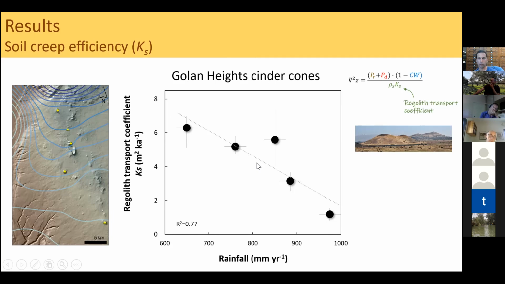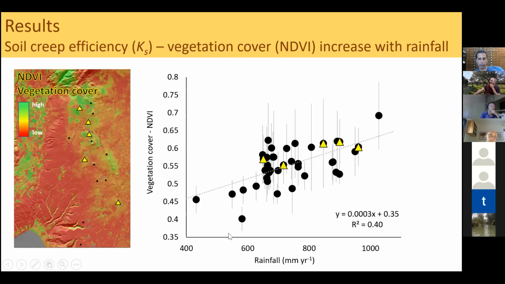So we asked ourselves, how can that be? And the way we explain it is with vegetation. The Golan Heights is not arid, but it's still water limited. So every increase in mean annual rainfall will give us denser and longer periods of vegetation cover, which we believe stabilizes the soil.